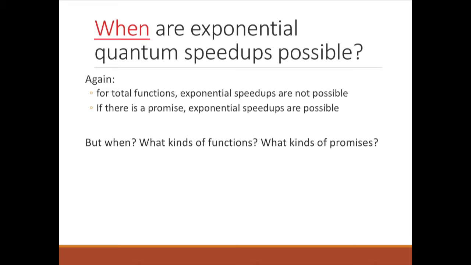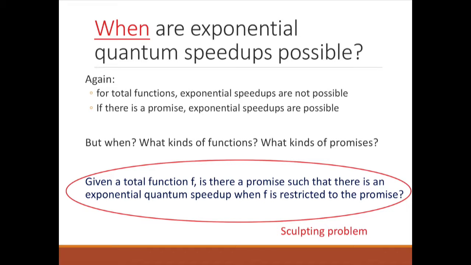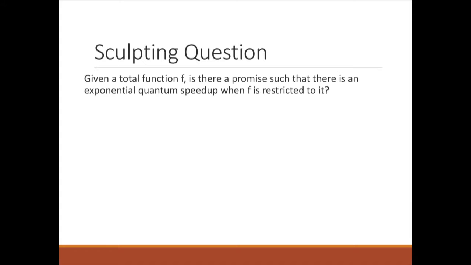In particular, we're going to ask the following question. Given a total function f, is there a promise that we can put on f such that we'll get exponential quantum speedups once we add in this promise? Okay, so this is a property of f. It's either possible or not possible to add in a promise and get an exponential speedup. And this is what we're going to call the sculpting problem. Okay, so again, the sculpting question is, given a total function f, is there a promise such that there are exponential quantum speedups after we add in the promise?